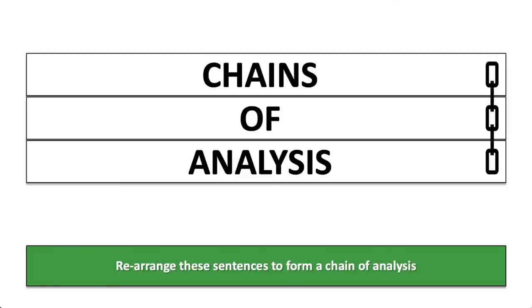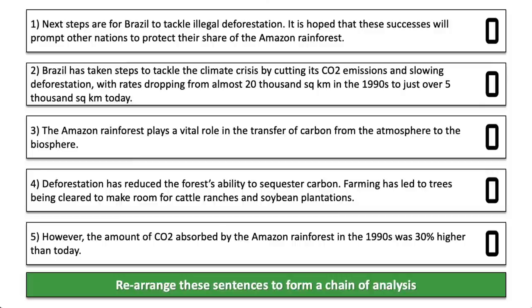It's called Chains of Analysis, and it links to change in the Brazilian Amazon. Here you've got to rearrange the sentences to form a chain of analysis. There's quite a lot to read here, so we'll give you a chance to read that. What I need you to do, if you're watching live in the chat, is type those five numbers in the order that you think those sentences would knit together as an analytical paragraph. If you're playing at home on catch up, you can pause the video here and read really carefully and work out what's what. My hint is that it's about change in the carbon cycle in the Brazilian Amazon.